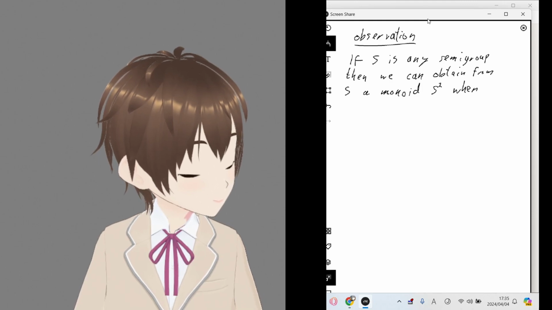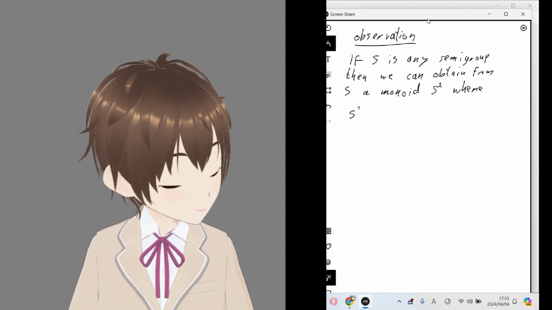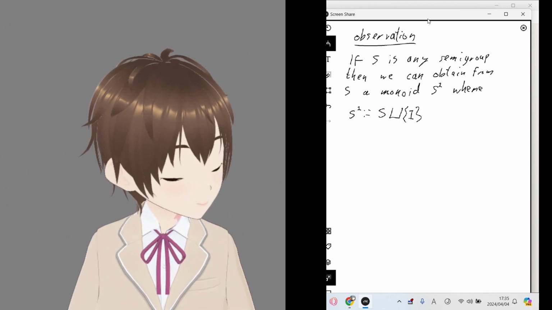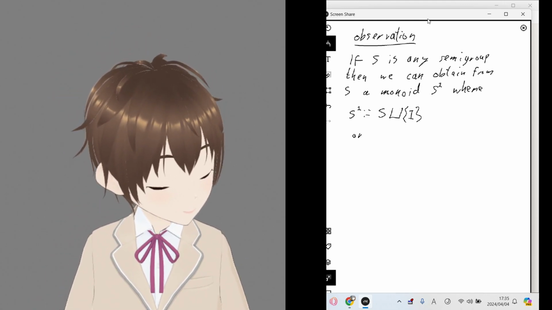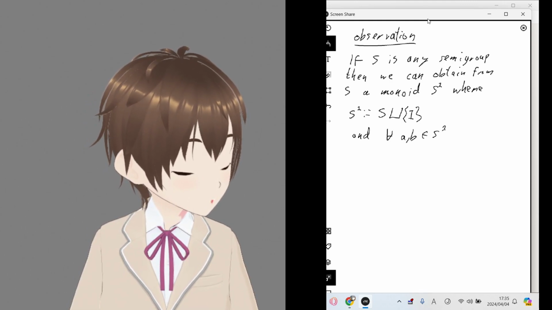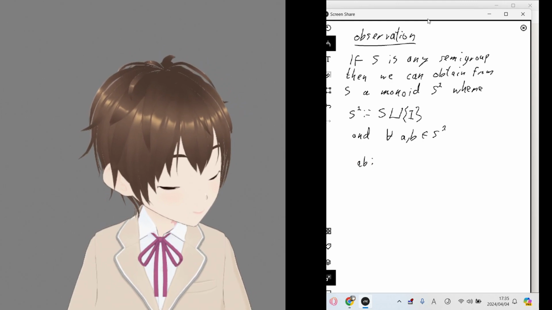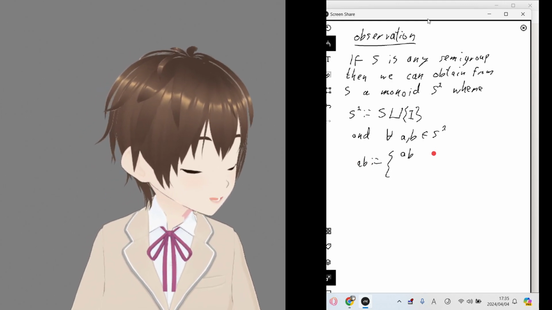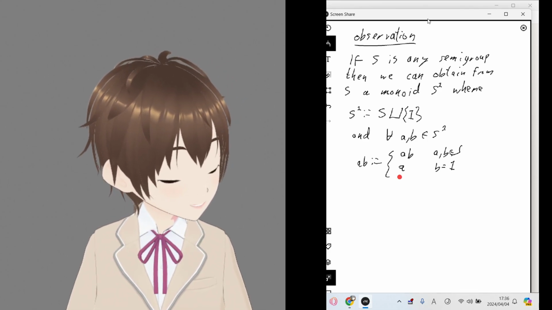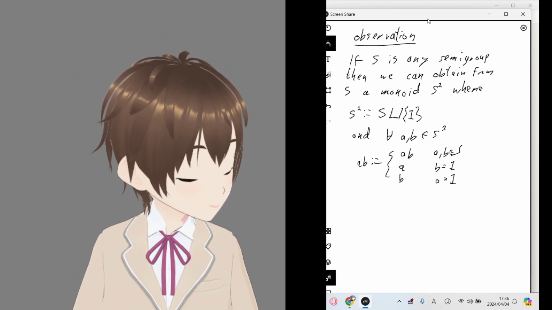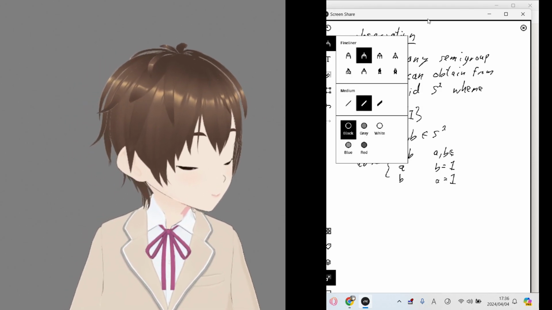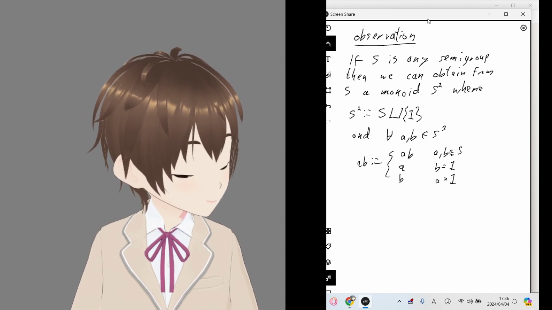where S to the 1 is defined to be equal to S. We take a disjoint union with a set with just 1 in it, and we give this a binary operation. For all A, B in S^1, AB is defined to be equal to AB if these are both in S, it's A if B is equal to 1, and it's B if A is equal to 1. These cases are not quite disjoint, but in the case that they're both 1, the last two things agree, so it's not a contradictory definition.